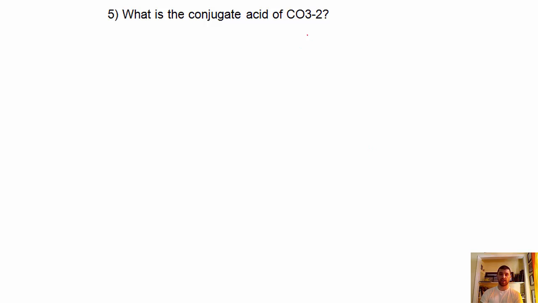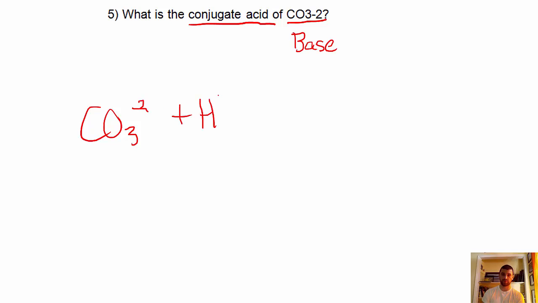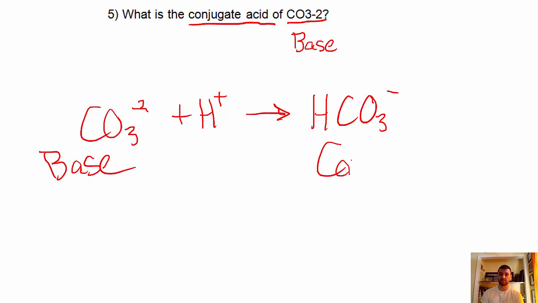Number five, what is the conjugate acid of CO3 minus 2? So again, this is acting as the base, and we want the conjugate acid. So that means we're starting with CO3 minus 2, and we're giving it a proton, an H plus. So now it's going to become HCO3 minus 1 instead of minus 2. So again, this was the base, and this becomes the conjugate acid. Again, if you looked at the reverse reaction, this would be giving off an H plus, which would make it an acid.